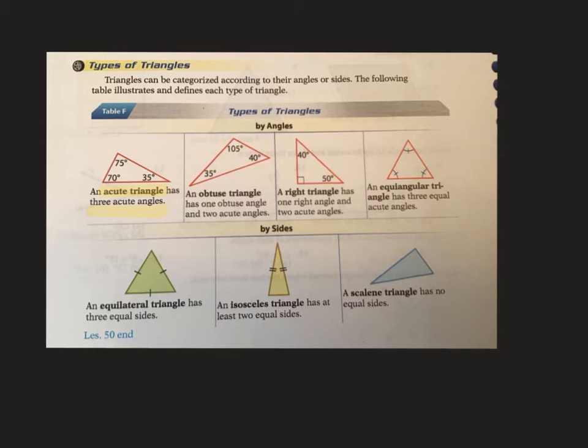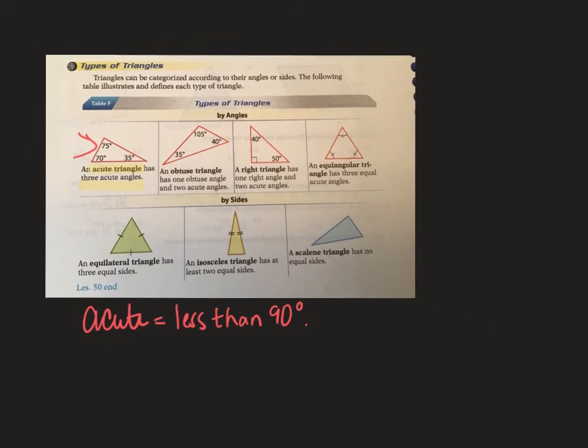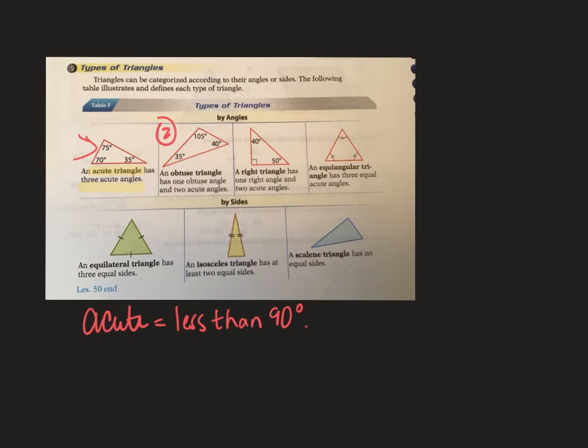So this angle is less. Well, let's back up here. What are acute angles? Acute angles equal less than 90 degrees. So all 3 angles are less than 90 degrees, and so that makes it an acute triangle. Okay? Now, let's look at the second one here, okay? So this was the first one.